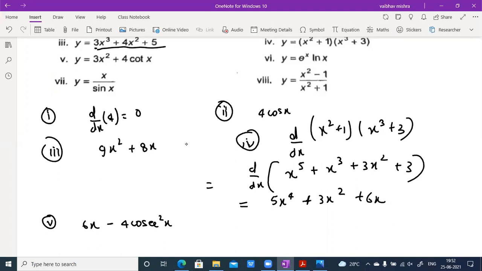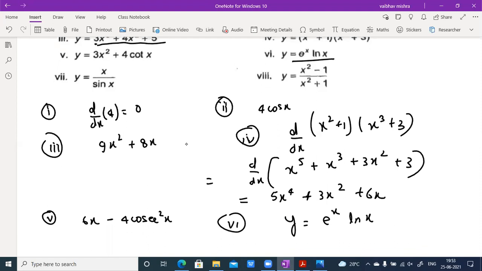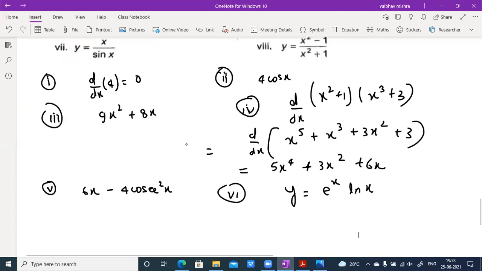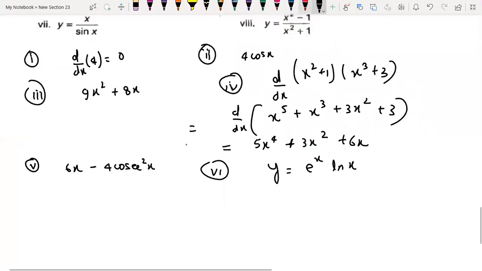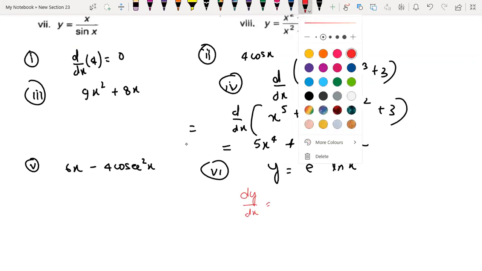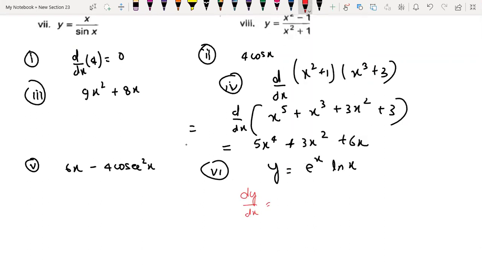Next is Mr. Rishit, number 6. E raised to power x. Don't worry. So it will be x... Oh wait, ln. Oh, okay. I didn't see ln x. My bad. E raised to power x into ln x. So there are two functions. We have to apply the product rule. Yeah, what's the answer?